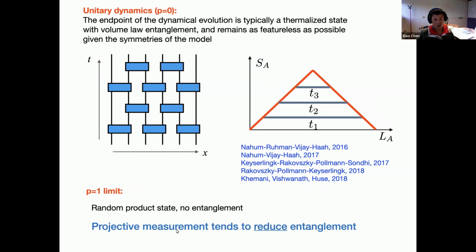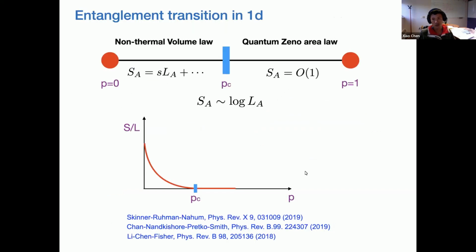So the projective measurement, we know that tends to reduce the entanglement. So there's a competition between the unitary evolution and the projective measurement. Unitary evolution tends to increase the entanglement, while the projective measurement will suppress entanglement. So one interesting phenomenon is this entanglement phase transition.